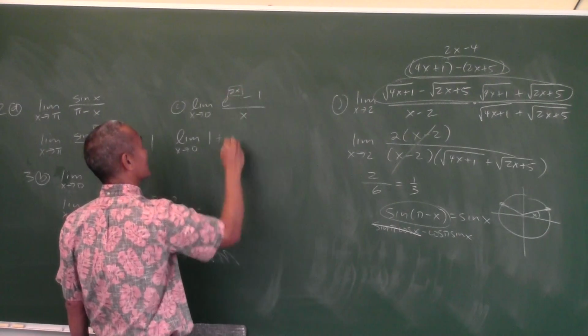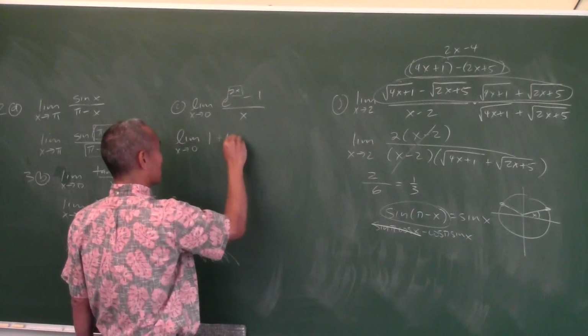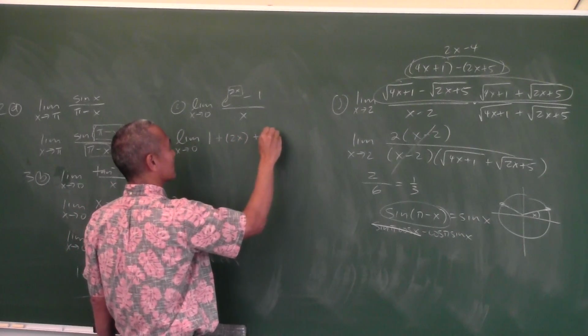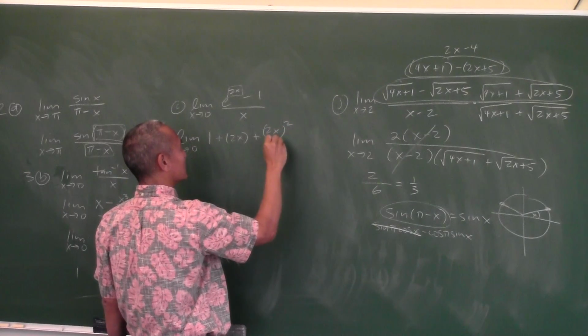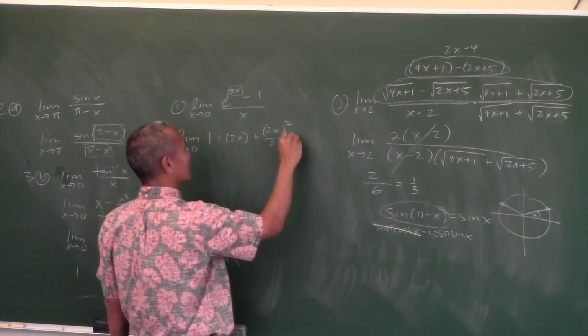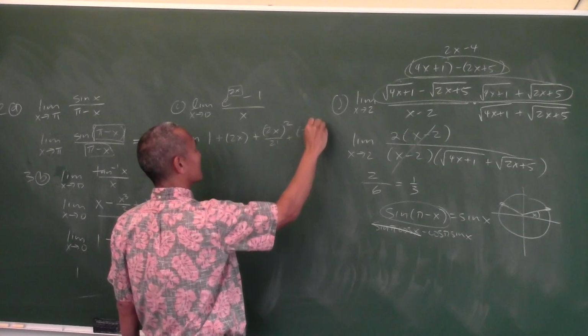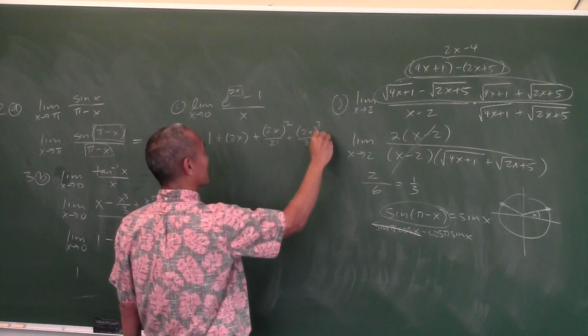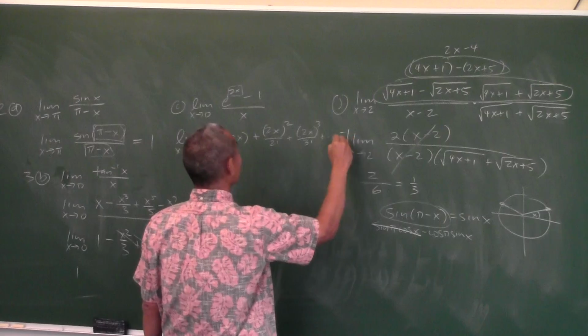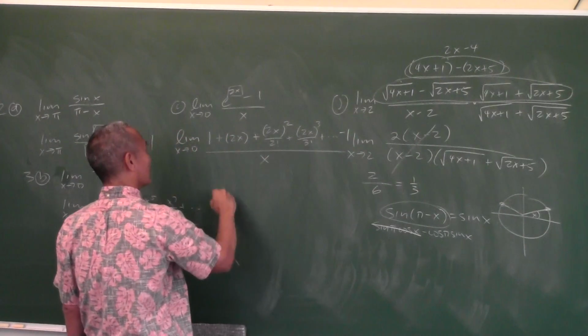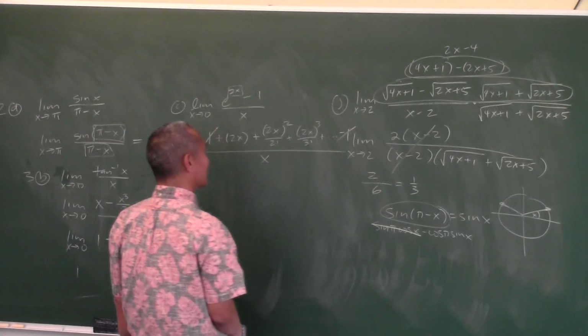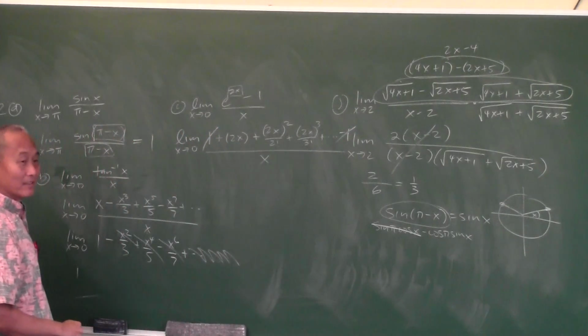e to the box then. 1 plus 2x, plus 4x squared over 2 factorial, and so forth, right? I'm not really sure you even did it, but that's okay. Minus 1, don't forget the minus 1, all over x. The 1's cancel out. And then lift and separate.